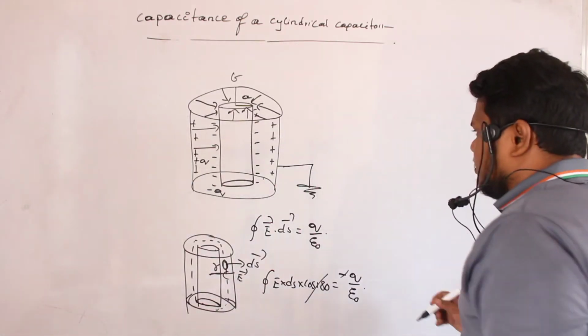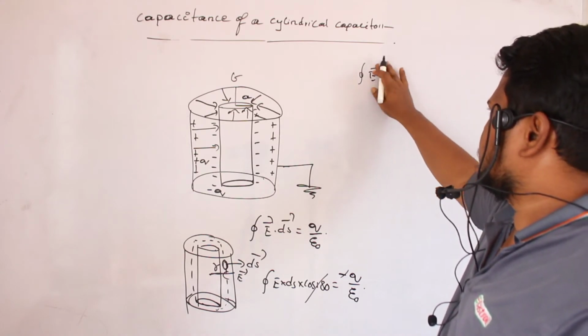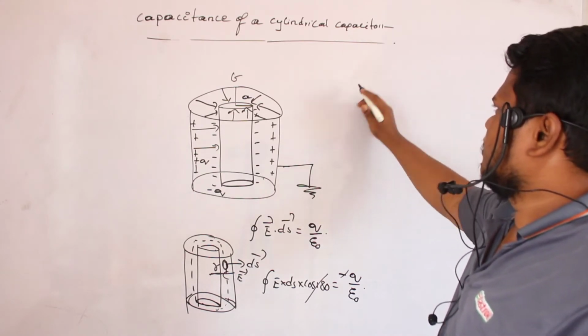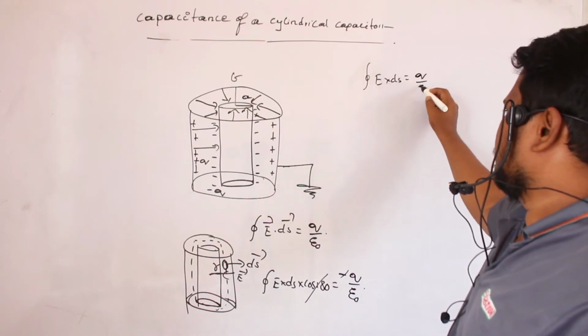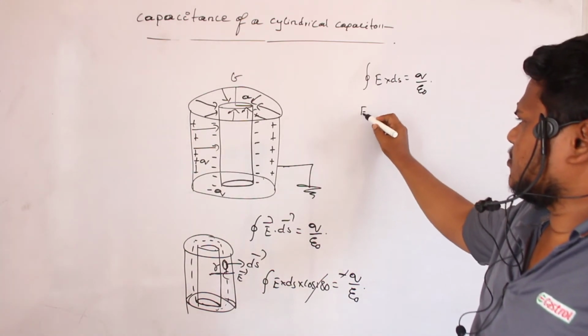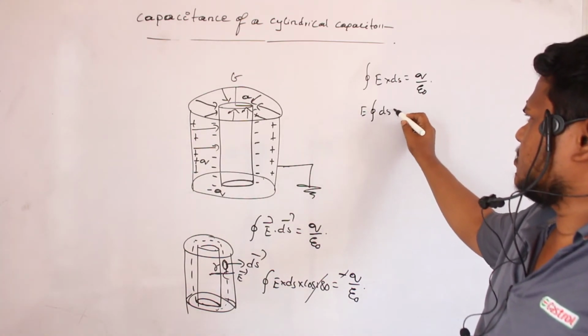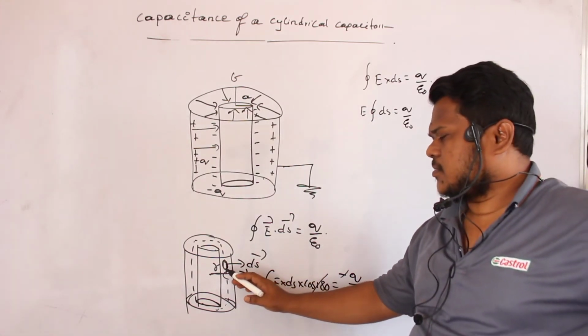So therefore what is the relation I got? I got closed integration of E dS is equal to q divided by epsilon naught. This is the relation I got. So E is a constant here, so take it out of this integration. So E times integration of dS is equal to q divided by epsilon naught. Okay, dS is the small surface area present here.